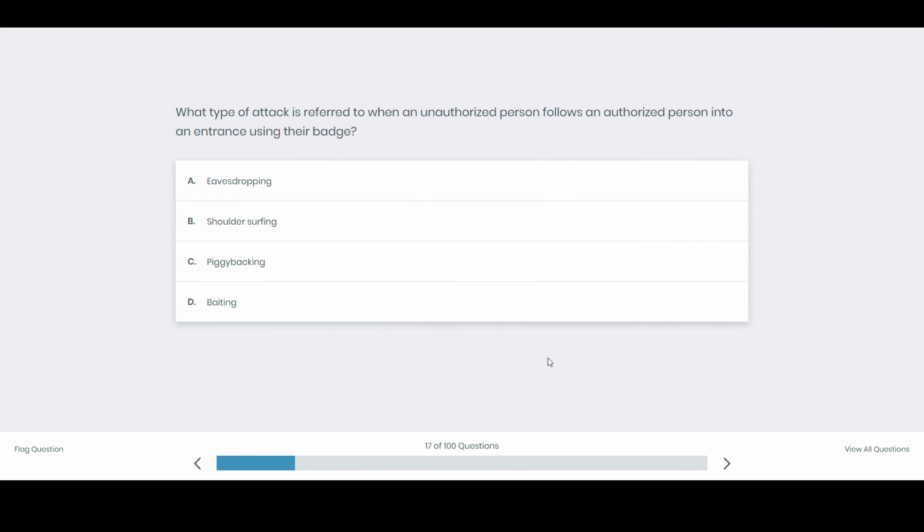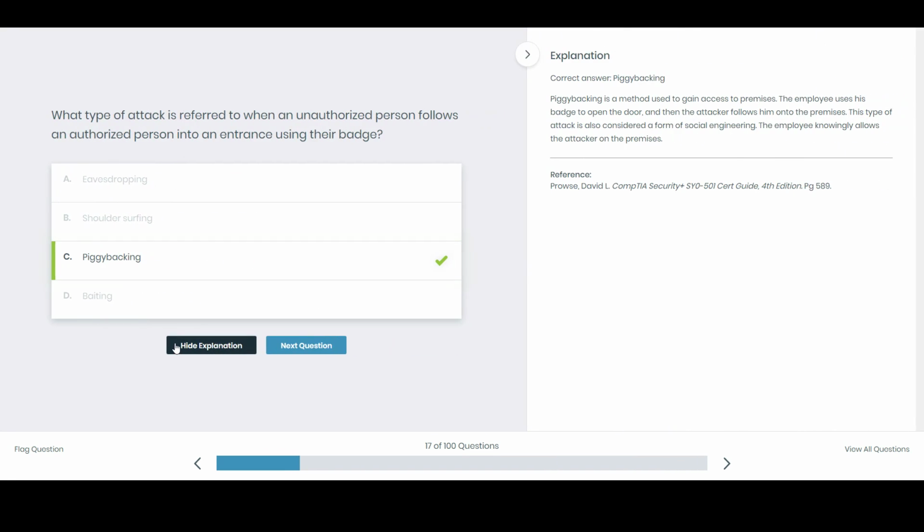Let's continue. What type of attack is referred to when an unauthorized person follows an authorized person into an entrance using their badge? Oh, this is tailgating. Okay, tailgating, shoulder surfing, piggybacking. Yeah, this is the one. I think piggybacking. Yeah, this is piggybacking. You can trap that one using a mantrap. Piggybacking is a method used to gain access to premises.